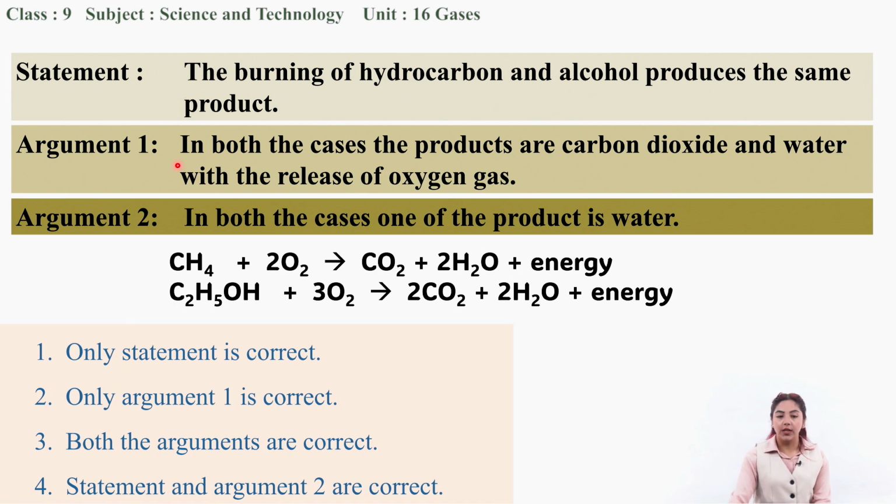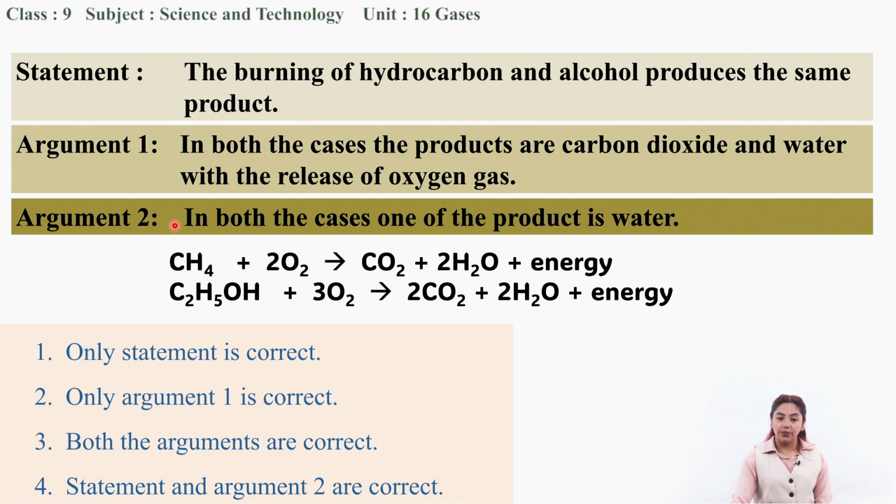Now argument 1. In both the cases, the products are carbon dioxide and water with the release of oxygen gas. Is it true? No, it is not true. Why? Because oxygen gas is used for the reaction itself. But what is released? Energy is released along with carbon dioxide and water in both cases. So argument 1 is incorrect.